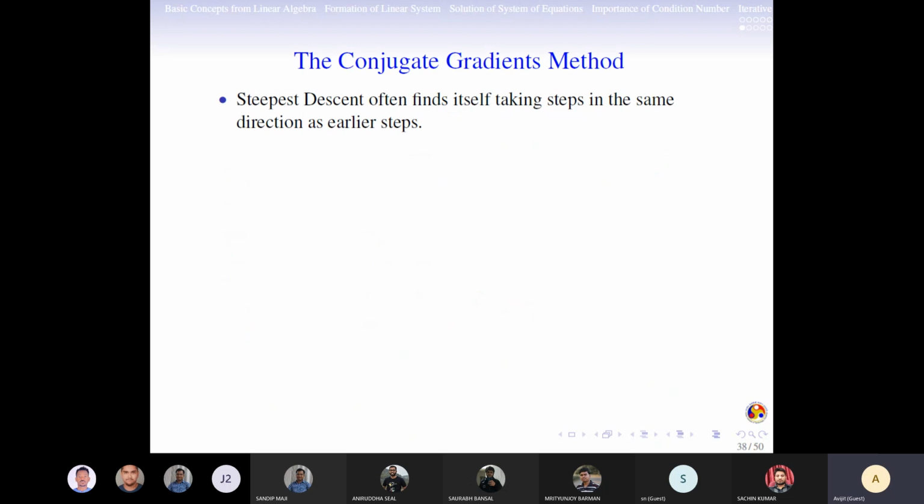I have told you that there is a drawback in the steepest descent. What was the drawback? We were taking the same direction again and again, from x0 to x1, then again x3 to x4, then again x5 to x6. In this way we are taking the same direction. So what would be better is if every time we took a step we got it right the first time. That means in each step we make a new direction, one which we have not traversed before. In every step we should find a new direction. That is the conjugate gradient method.